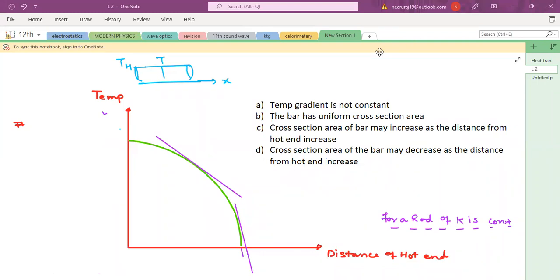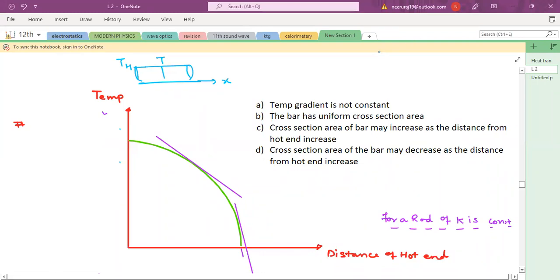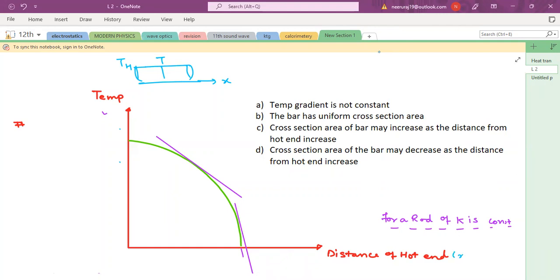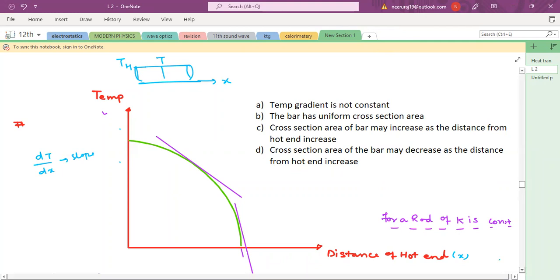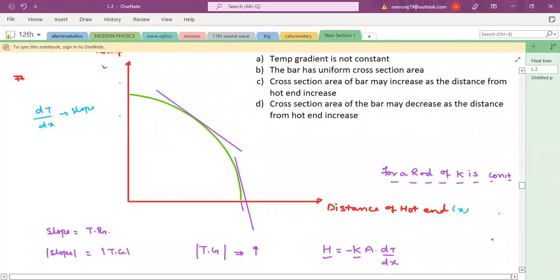Bacho, if you see the temperature and distance graph of the hot end and this x, we have drawn this graph, right? The slope of this graph is dT by dx. So the slope of this graph represents nothing but the temperature gradient. If you see the modulus of the slope, that is increasing. The slope of this graph is giving us the temperature gradient, and the modulus of the slope is the modulus of the temperature gradient.